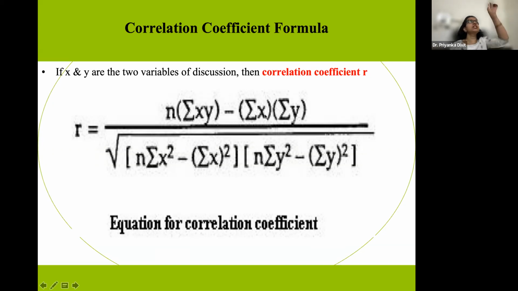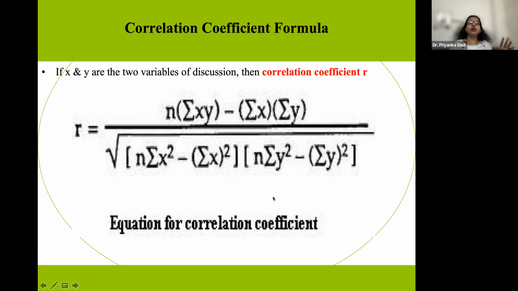Minus summation x means we are just going to add the total x. We are going to add total y, and then this addition final product we are going to multiply. That is summation x into summation y divided by under root of summation x square minus summation x whole square into n into summation y square minus summation y square. Don't worry about this formula.